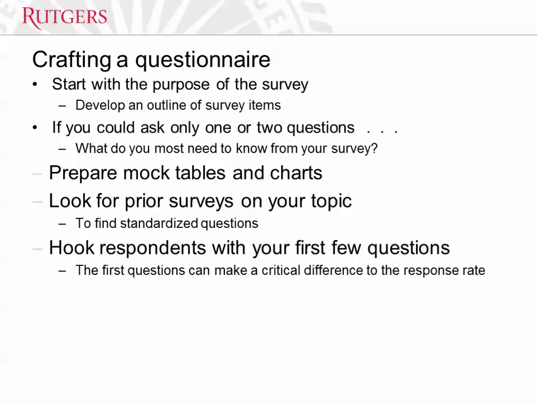of crafting a questionnaire. So one thing is to start with the purpose of the survey and to develop an outline of survey items. Don't start with questions. Start with what it is you want to know, the data items or the variables that you want to measure. Start with an outline of that, because the drafting of questions is something separate. You want to know what you want to measure before you figure out the way to measure it, right?